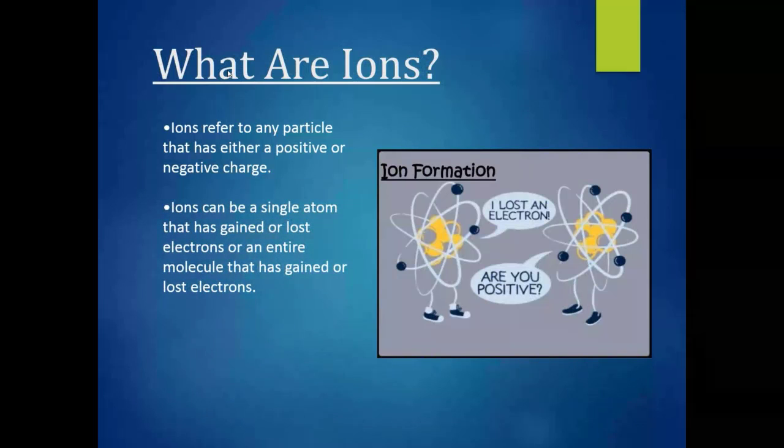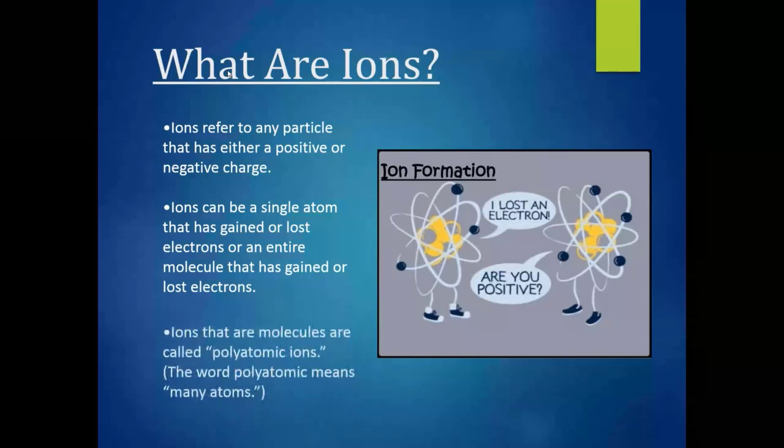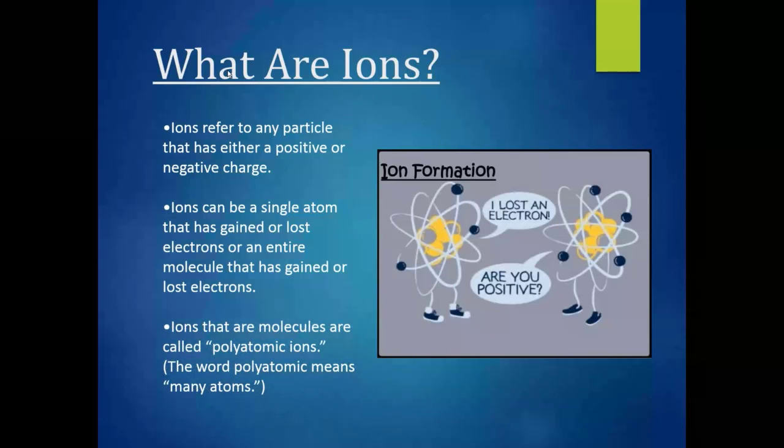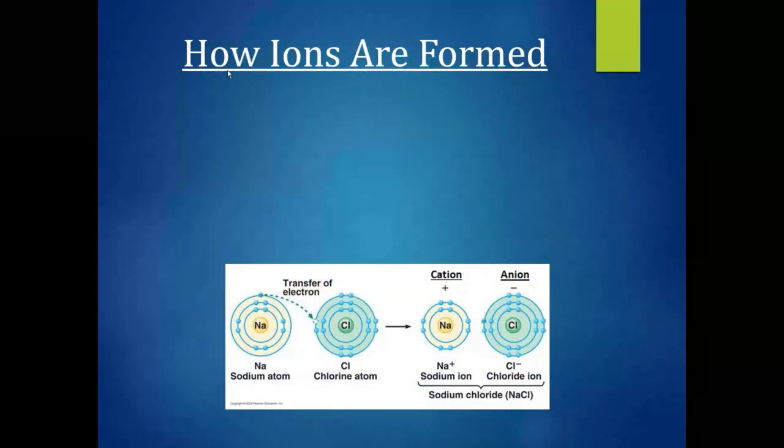Ions can actually be single atom ions, in other words, just a single atom of an element that's lost or gained electrons, or an entire molecule that has gained or lost electrons. And that entire molecule that's gained or lost electrons is called a polyatomic ion. Just a little basic background. This little image is a representation of how ions are formed.